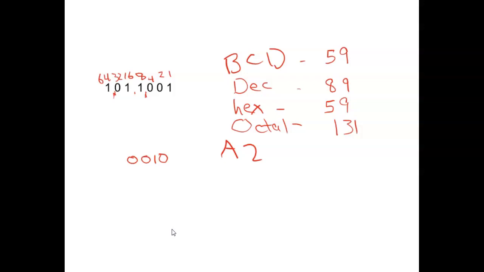So 10 in binary is 1, 0, 1, 0. So this is the binary representation of A2. And if you went back the other way, this is 128, then 32, and 2, and you'd have to add it up to see what the decimal equivalent is.